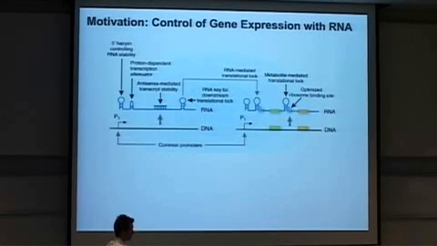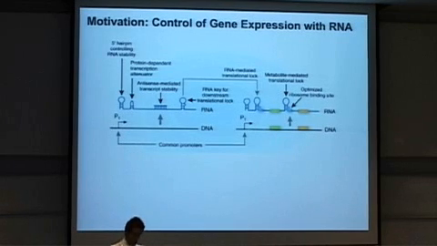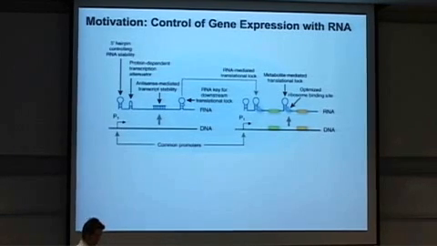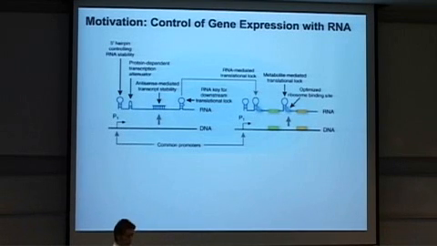So let me give you a little motivation. Why do we want to do this? Why aren't we just satisfied with using proteins to control transcription? There's a lot of reasons to use RNA, and one of the good reasons is we already have a lot of elements of control of gene expression in other RNA components.